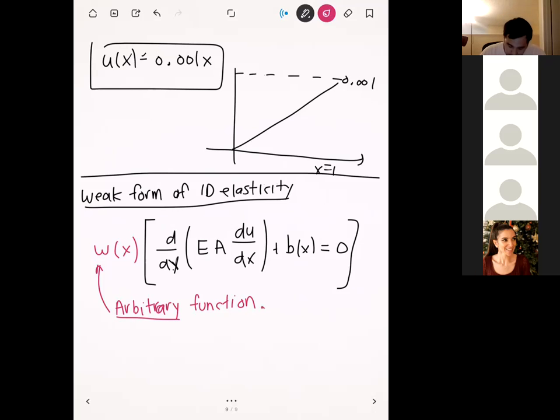Let's put some requirements on this arbitrary function, because it can't really be just anything. But you'll see that the requirements here are fairly weak. The only requirement we're going to specify is that wherever we have a fixed constraint, the w function has to equal 0.